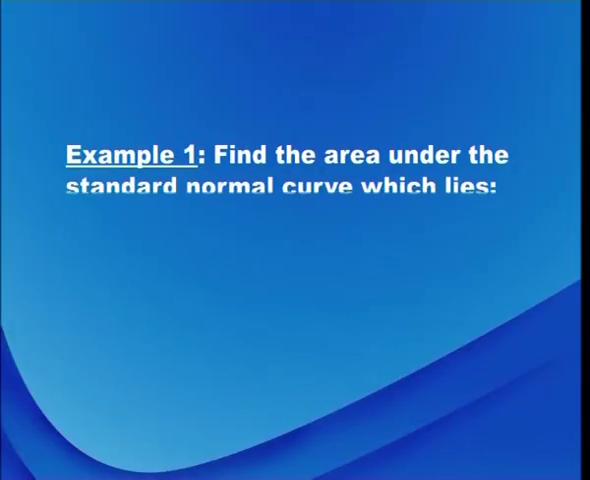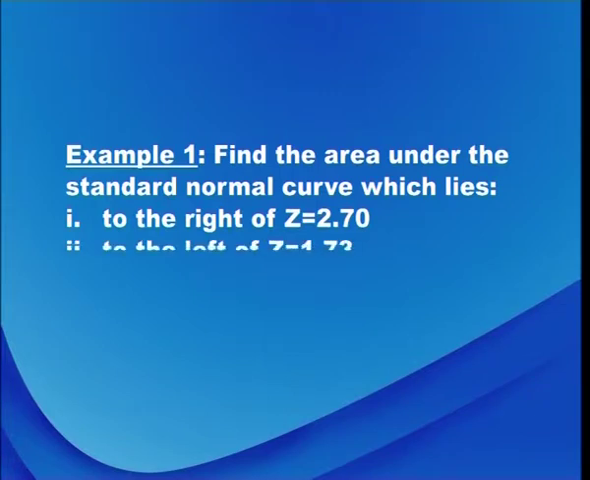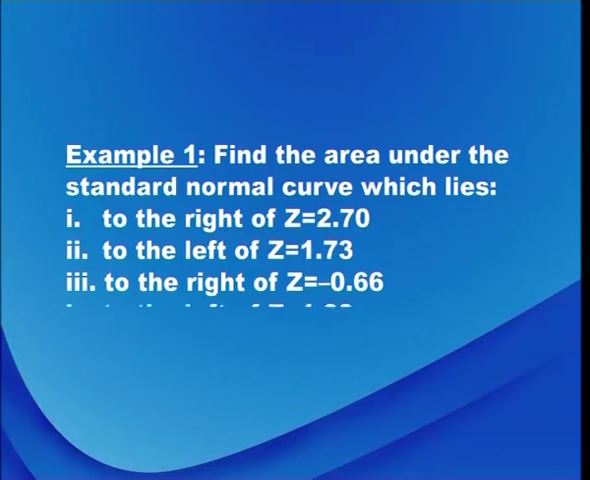We'll see one example. Find the area under the standard normal curve which lies first, to the right of z equals 2.70; second, to the left of z equals 1.73; third, to the right of z equals minus 0.66; fourth, to the left of z equals minus 1.88. Let's see the solution. We have an image here.